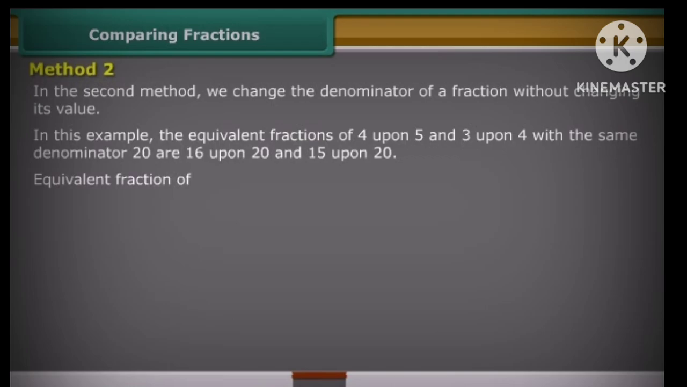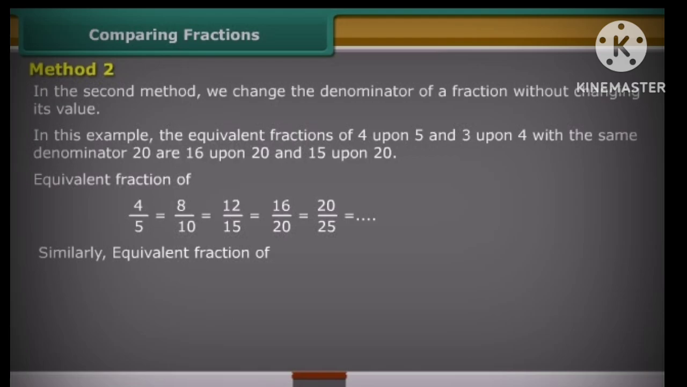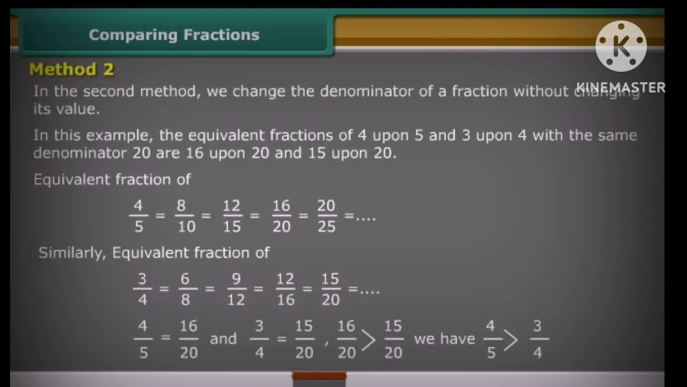The equivalent fractions of 4/5 are 8/10, 12/15, 16/20, 20/25, and so on. Similarly, the equivalent fractions of 3/4 are 6/8, 9/12, 12/16, 15/20, and so on.